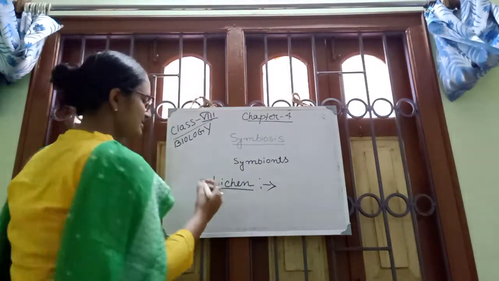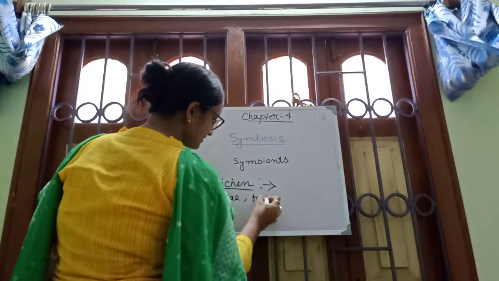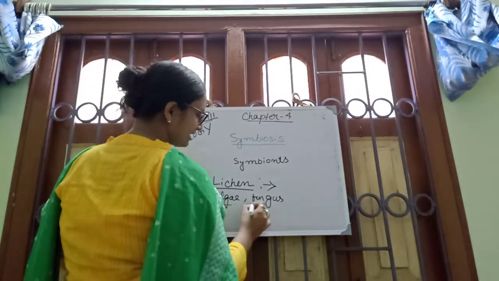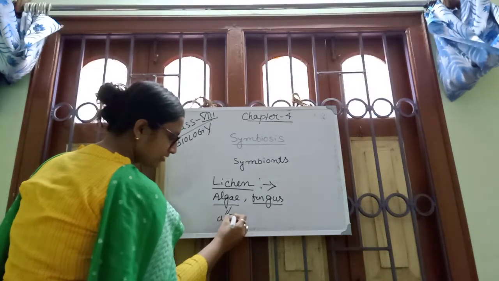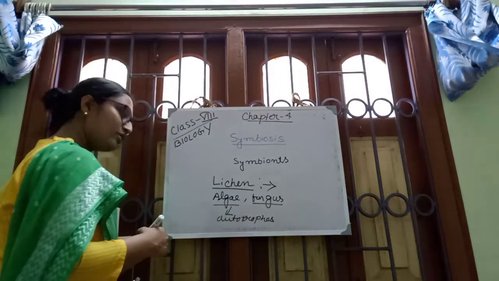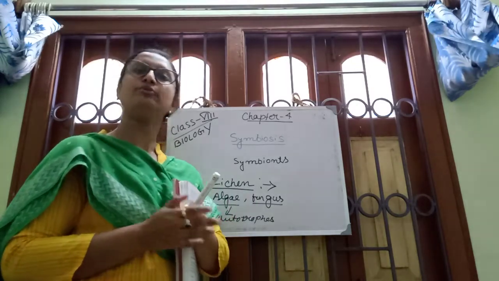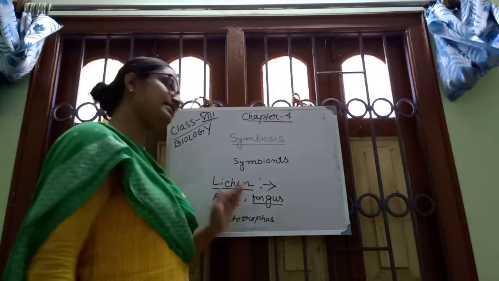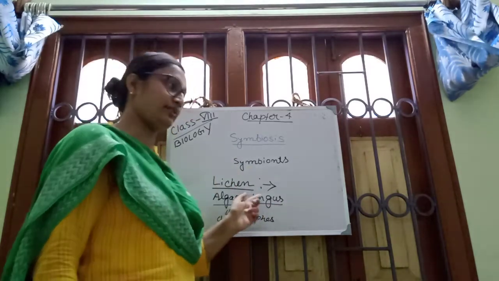Lichen is most commonly algae and fungus. Sometimes bacteria are also present. Algae are autotrophs; they can produce their own food. But fungi cannot prepare their own food; they are saprophytic or parasitic in nature. Algae prepare food, and this food is shared with the fungus.